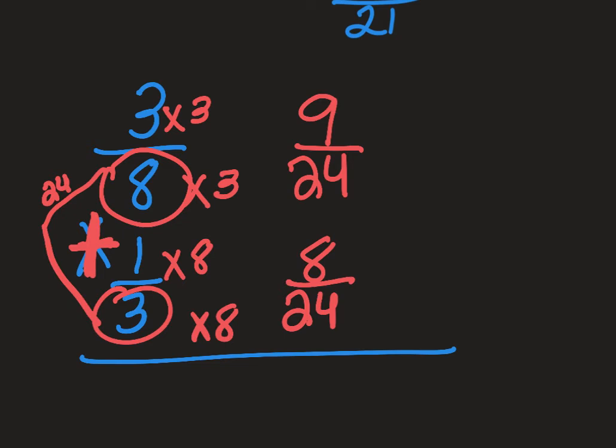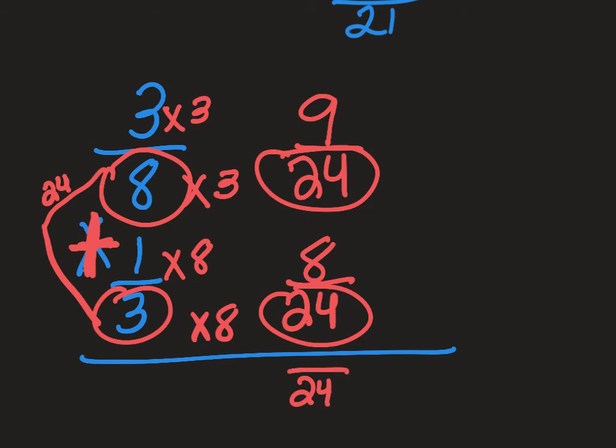Now that I have common denominators, they are both over the 24. I keep my 24 and I add what's on top. 9 plus 8 is 17. We just talked about 17 is as low as it'll go. 17 won't go into 24, so this fraction is in simplest form.